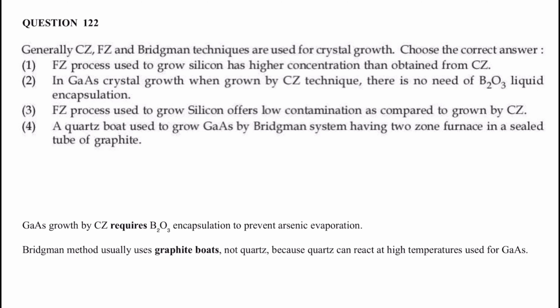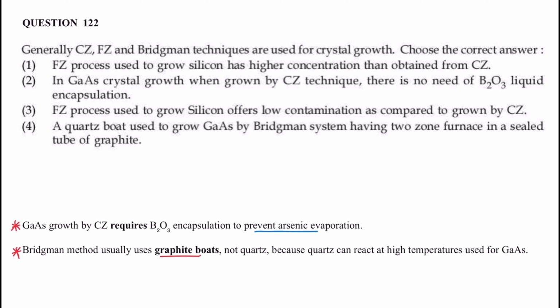Next, gallium arsenide growth by the CZ process requires B2O3 encapsulation to prevent arsenic evaporation, and the Bridgman method usually uses graphite boats but not quartz, because quartz can react at the high temperatures used for gallium arsenide. Let us see the statements.